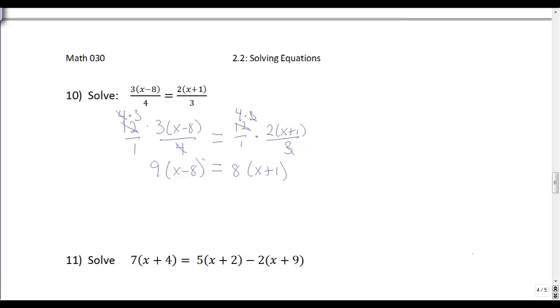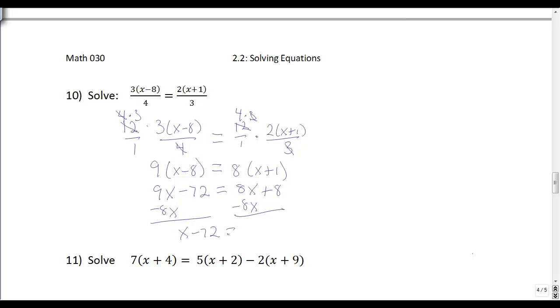Now I'm going to distribute on both sides. So 9 times x is 9x. 9 times negative 8 is minus 72. On the right, when I distribute, 8 times x is 8x. 8 times 1 is plus 8. And now I'm going to choose to move my x's over here because I have the larger coefficient over there. So I'm going to subtract 8x from both sides.